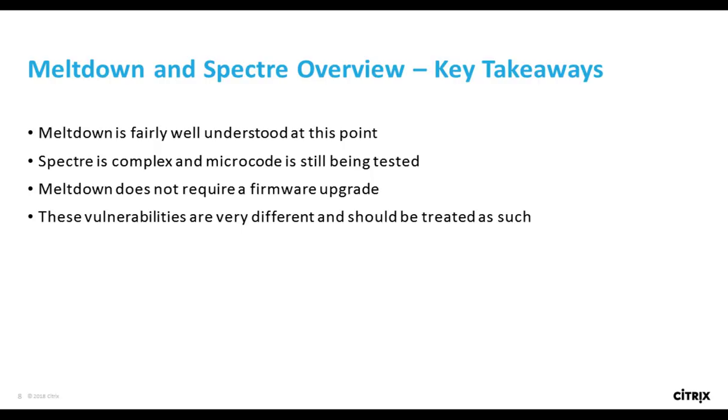So what should be your key takeaways at this moment? Meltdown is fairly well understood. We know what it is, we know how it behaves, we know how to fix it, we know what the impact is, and it doesn't require the firmware upgrade. Spectre is much more complex and requires multiple different components to be patched, including the microcode. But what is important is that these vulnerabilities are very different and should be treated as such.